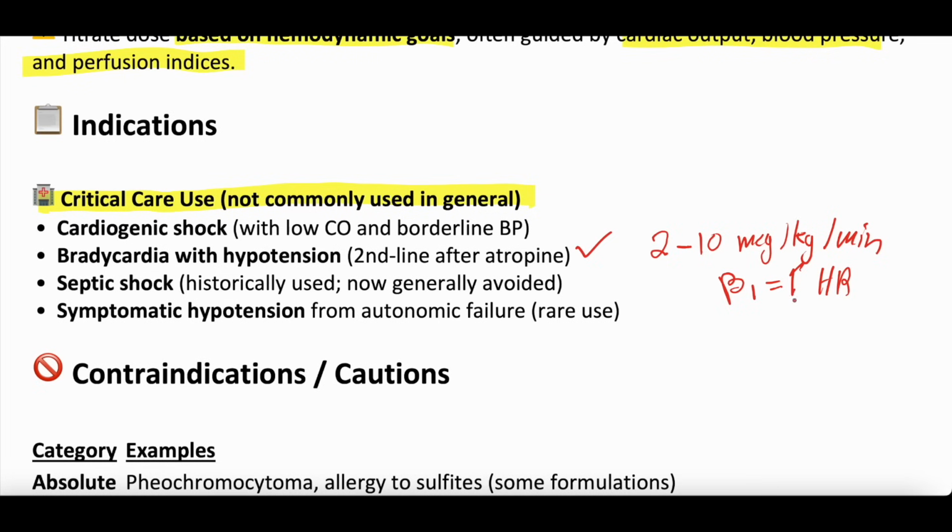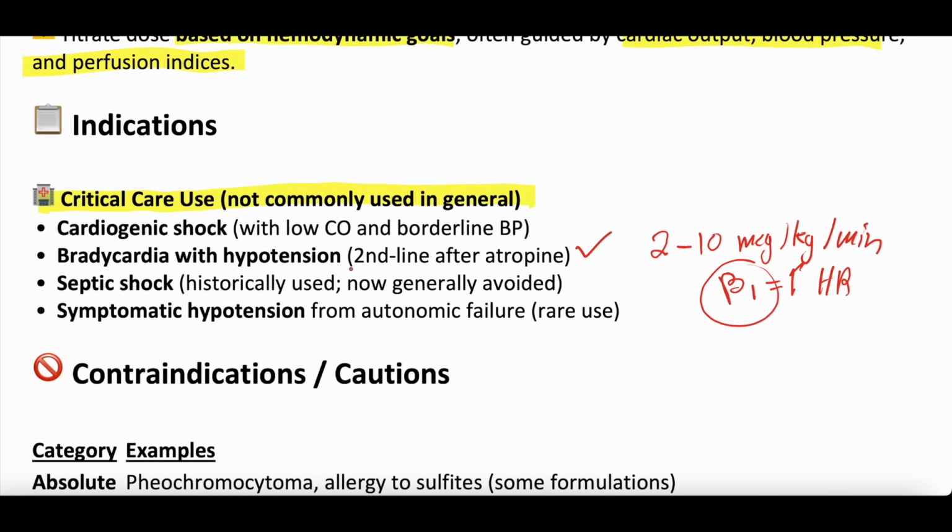Dopamine is reasonable to use because at this dose, it's primarily beta-1 effects, which will increase your heart rate. Now, epinephrine is just as good, so we tend to use epinephrine, but it's reasonable to use dopamine for bradycardia with hypotension. Some people still use it in cardiogenic shock, at those 2 to 10 microgram per kilogram per minute doses, primarily affecting beta-1 receptors, although we don't tend to do that.